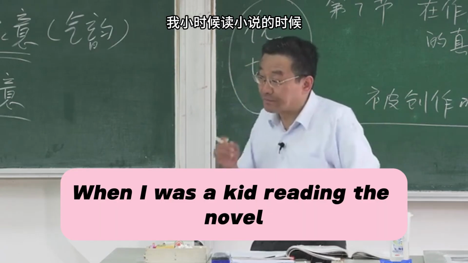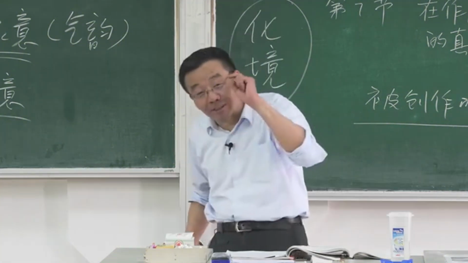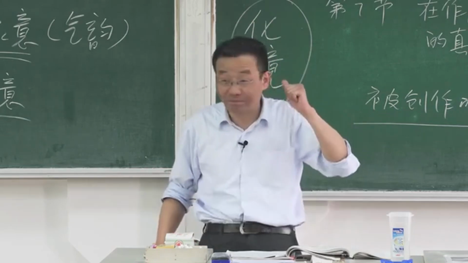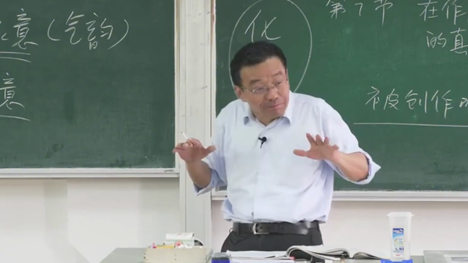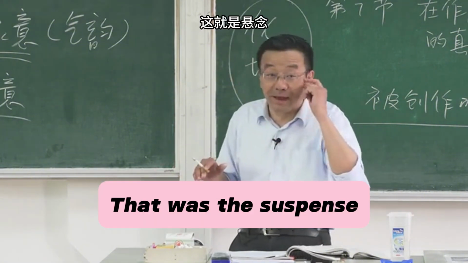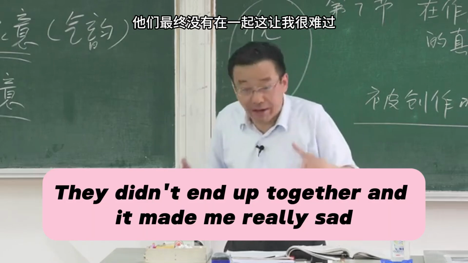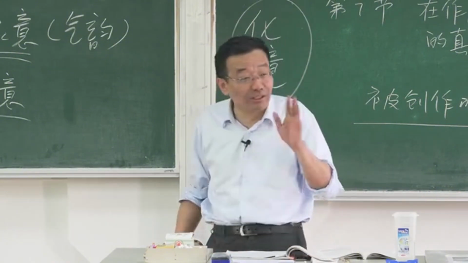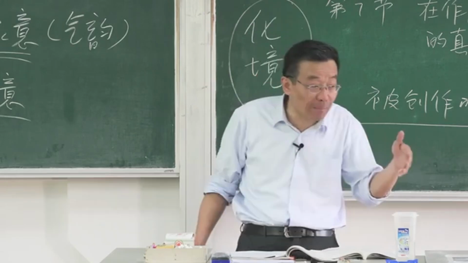When I was a kid, reading the novel, the thing that hooked me was the suspense of what would happen. No one told me it would end tragically when I first started reading. So, I started wondering, could they actually end up together? Baoyu and Daiyu, right? That was the suspense. When I finished the book, oh man. They didn't end up together and it made me really sad. That was it. The story just ended. It was just about the facts, after all.